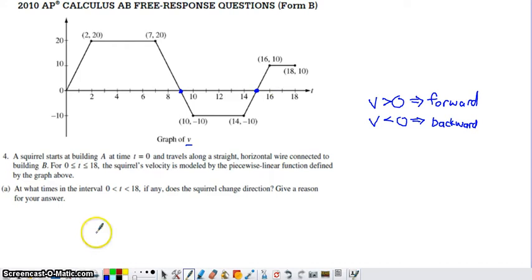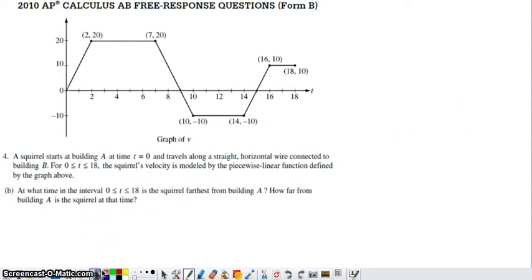So at what times does the squirrel change direction? It changes direction at t equals 9, and it changes direction again at t equals 15. I think I pretty much already explained why, but as always, if this was a test or a quiz, an AP exam, give a reason. You'd have to write out the rationale that I just stated.